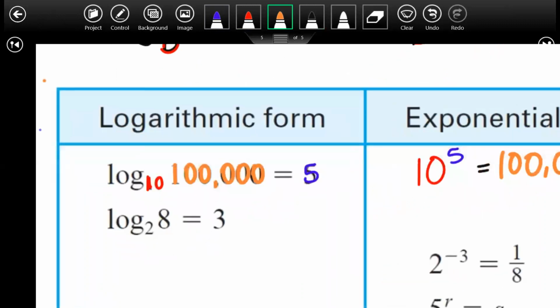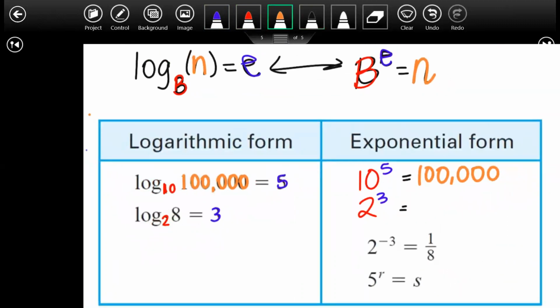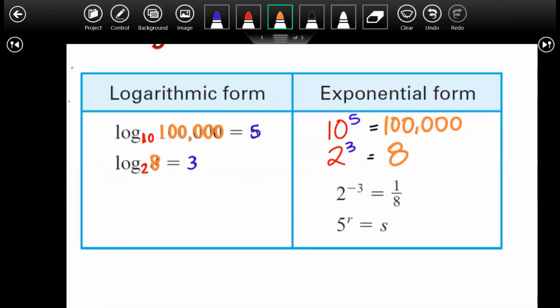Again, converting from logarithm to exponential, my base number is 2. The outside number is what it's going to be raised to. Inside the logarithm, log base 2 of 8 will be what it's equal to. So 2 to the 3rd power is going to be equal to 8. You remember doing a lot of these? Yeah. Okay, good.